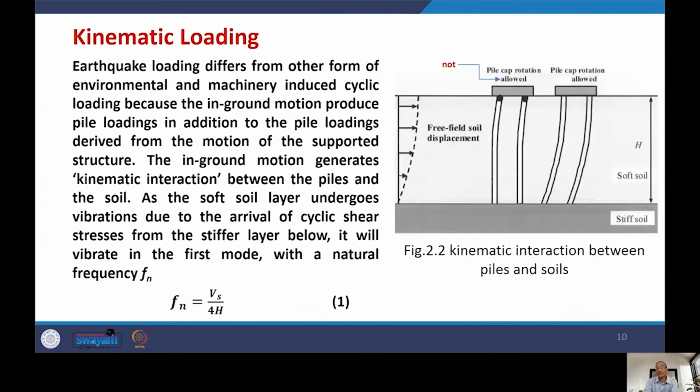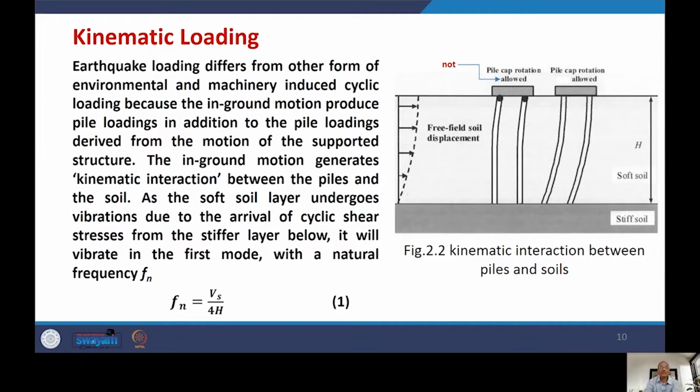Now coming to the next part, this is kinematic load. Here also we are considering a pile group, and on the top of the pile group there is what is called a pile cap. And in this case, we have kinematic loading. So earthquake loading differs from other forms of environmental or machinery-induced cyclic loading. This is the normal case. How does it differ?